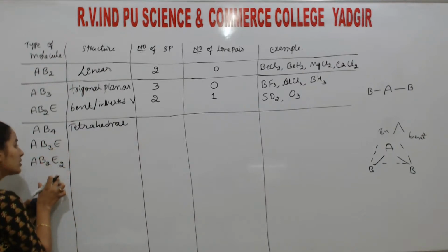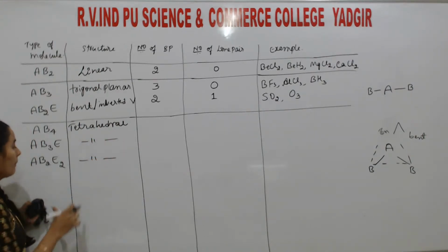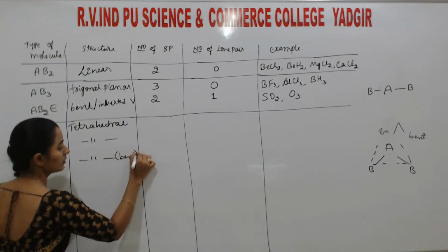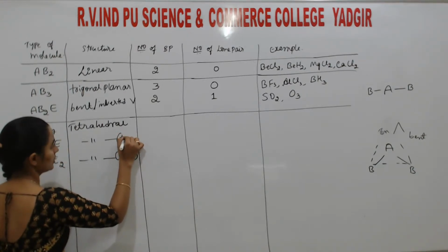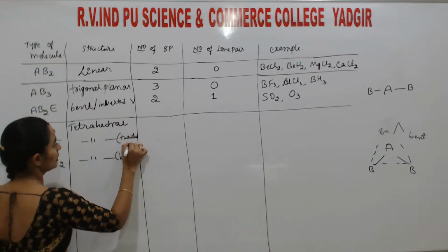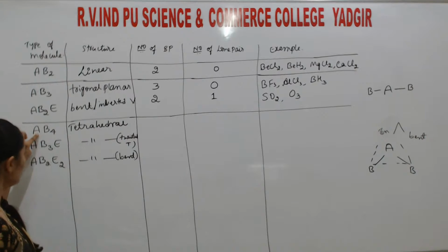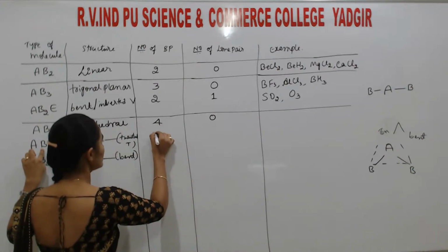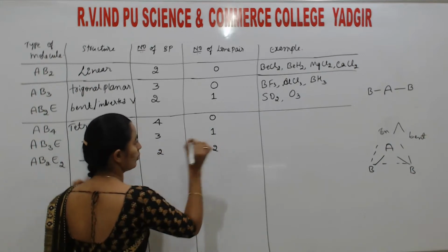Tetrahedral. These three structures also follow the standard tetrahedral structure only. But based on the bond pairs, this one is bent, this one is twisted T structure. So students, as I told you, here the bond pairs are 4 and lone pairs are 0. Here bond pairs are 3, 1 lone pair. Here bond pairs are 2 and 2 lone pairs.